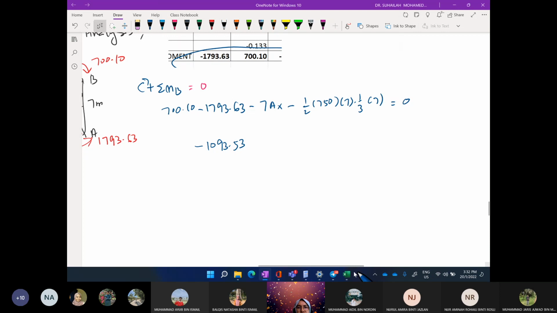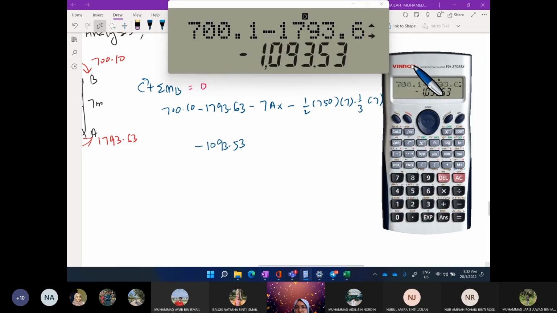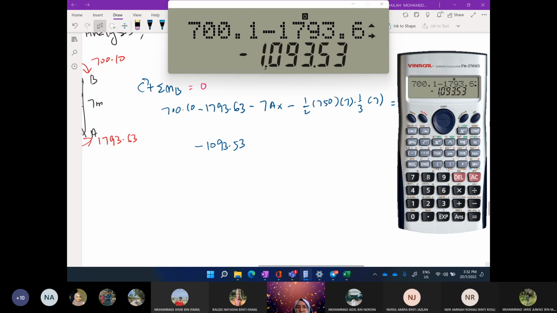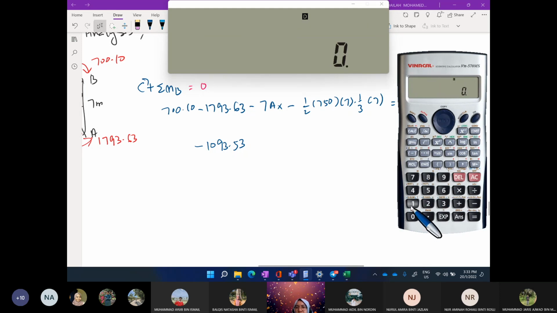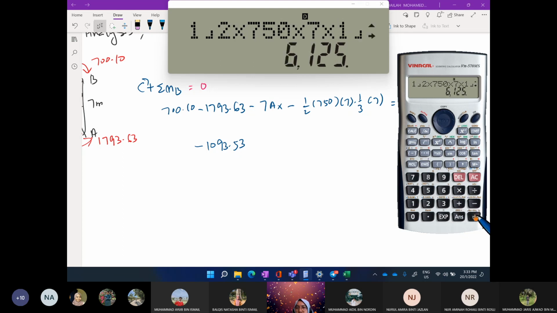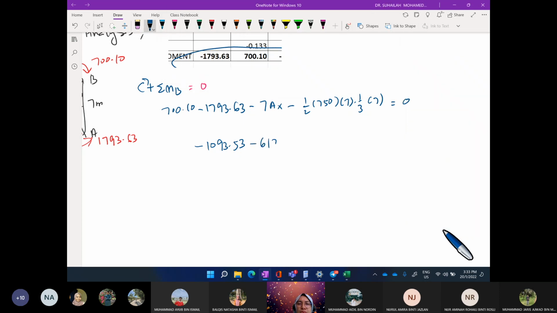And then we calculate another one. It is 1/2 times 750 times 7 times 1/3 times 7. This is 6125. So minus 6125 minus 7AX is equal to 0.